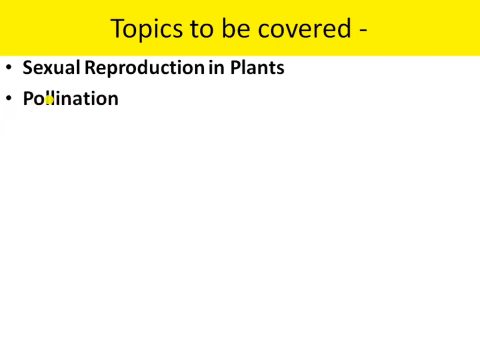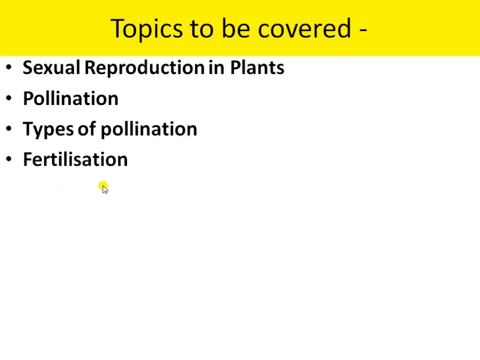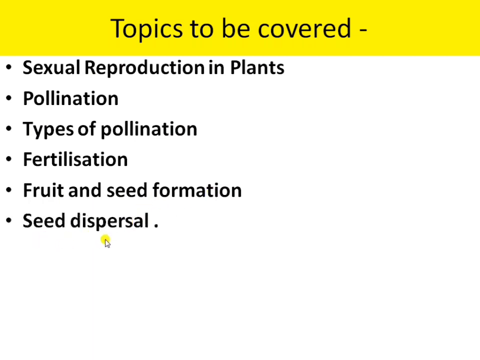Second is what is pollination. Third is the types of pollination. Fourth topic is fertilization in plants. Fifth is how the fruits and seeds are formed, that is fruit and seed formation. Next is seed dispersal, how the seeds are dispersed. So let us begin this lecture with the first topic, that is sexual reproduction in plants.